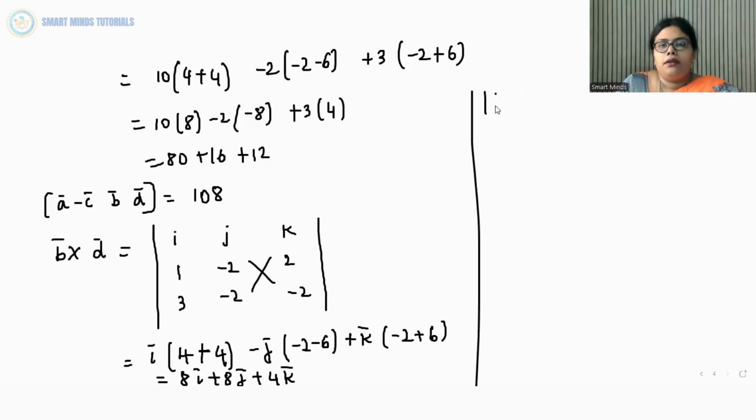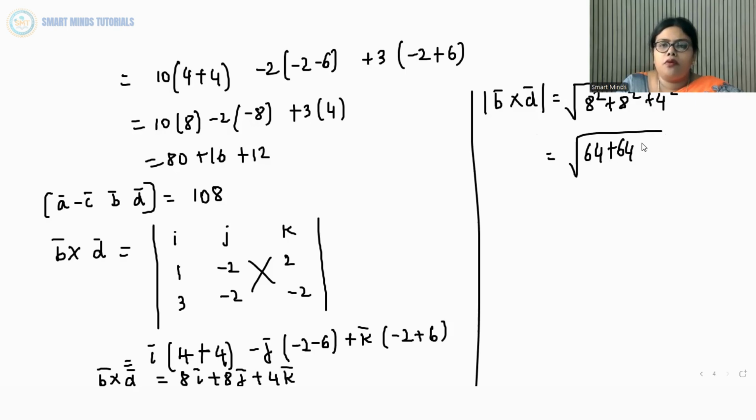Now we need to find the magnitude of B bar cross D bar. This is not modulus here. This is called magnitude. How will you find the magnitude? Root A square plus B square plus C square. So from this B bar cross D bar vector, what is A? A is 8, B is 8, C is 4. So that is 8 square plus 8 square plus 4 square, that is root of 64 plus 64 plus 16. So how much is that? That is root 144. Root 144 is 12. Now you got mod B cross D also.